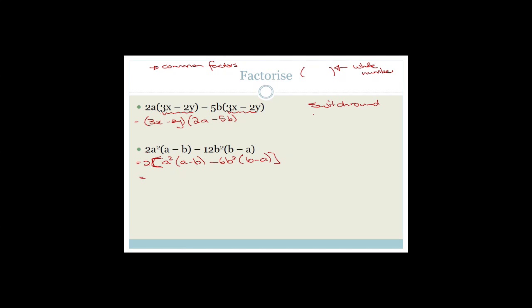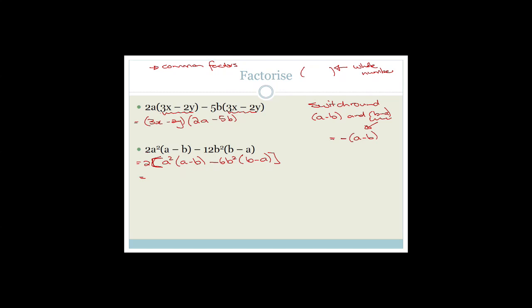A switch round. If you have a minus b and you've got b minus a, do you agree that they've just been switched around? But you can make them equal to each other by dividing the one by a minus sign. So in other words, let's take this one here. I could rewrite that as minus (a minus b). Now, that bracket is the same as that.